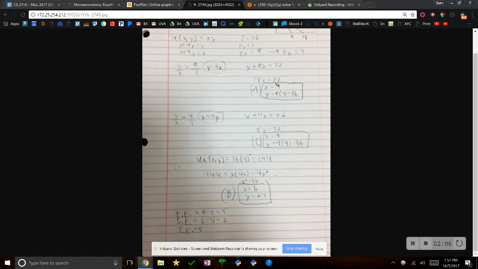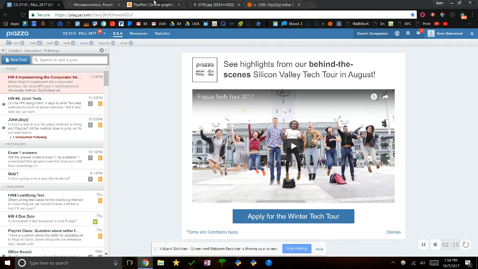So then we have an X value of 4, 9 and 6. So the total effect is going to be 9 minus 4, which is 5, and then the substitution effect is going to be 6 minus 4, which is 2, and then the rest of it is going to be the income effect, which is 3. So this is what the graph of that looks like.